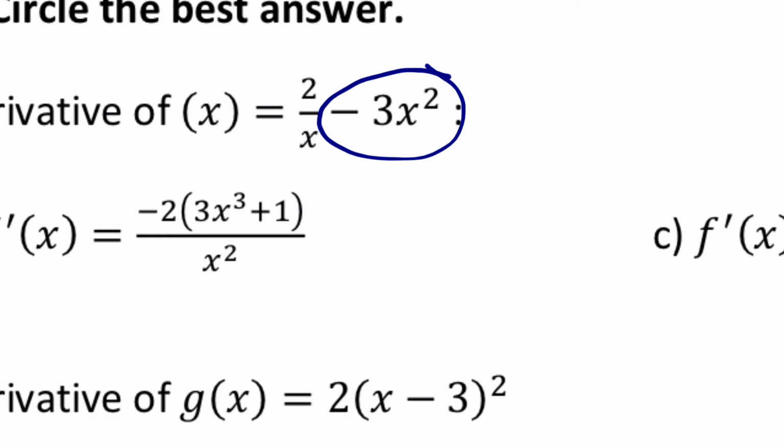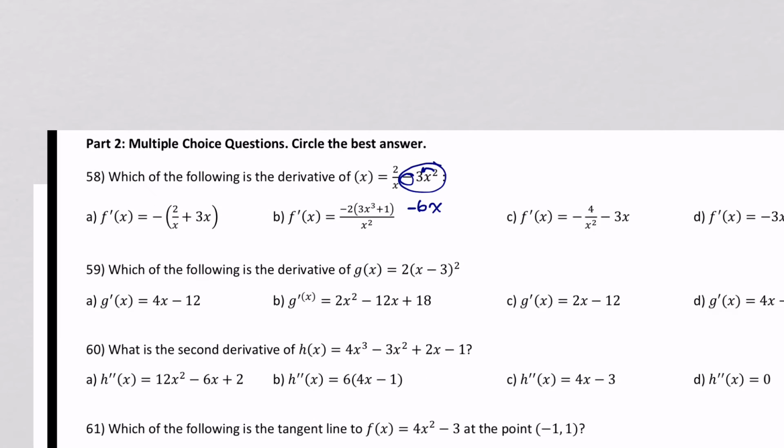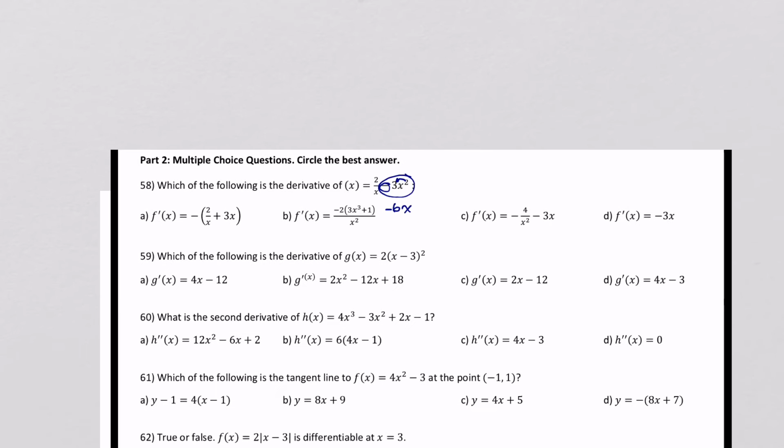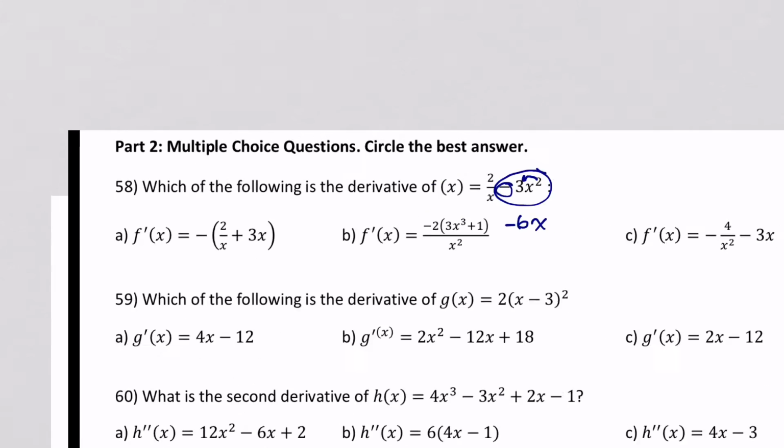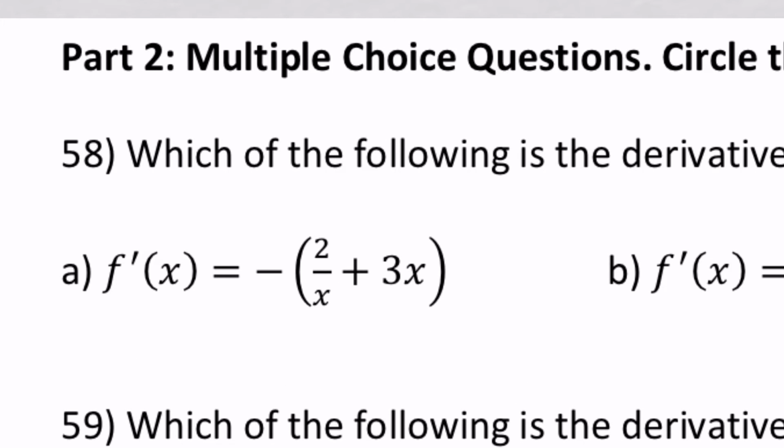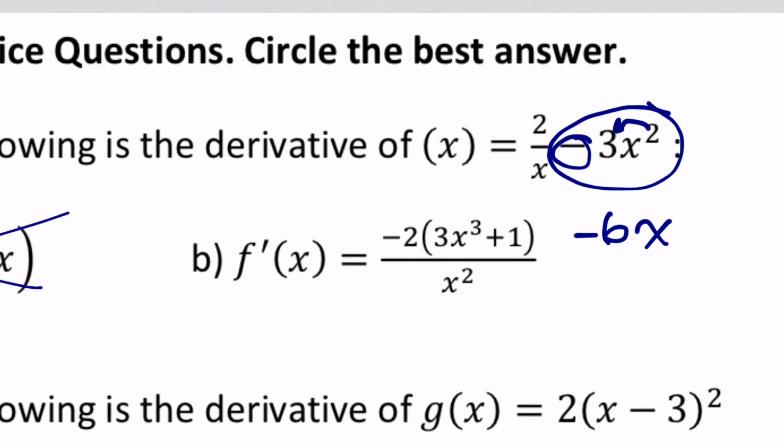3x squared becomes, take the 2, multiply it by the 3 to make it a 6x. And notice I have a minus in front of it. So I need to look for a function that has a minus 6x. Notice I haven't even taken the derivative of 2 over x. I just want to figure out which of these functions has a derivative that has a minus 6x. If I look at this first term, that would be a minus 3x. So that one is out.